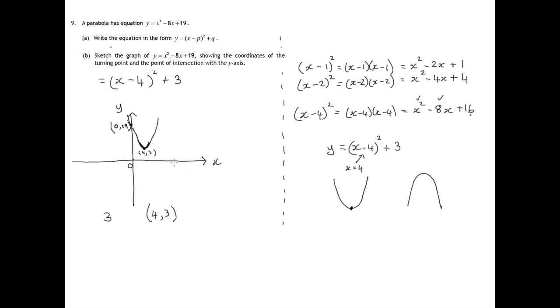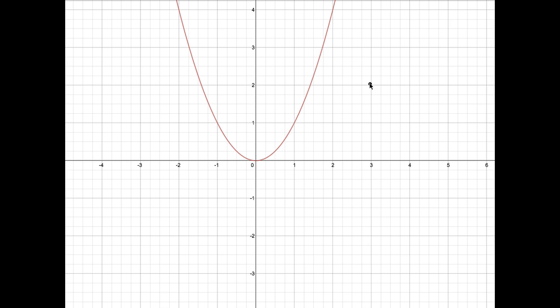Now there is another way of getting this sketch, and I think we should have a look at that. So here's the graph of y equals x squared. 1 squared is 1, 2 squared is 4, minus 1 times minus 1, minus 1 squared, is 1, negative 2 times negative 2 is 4.